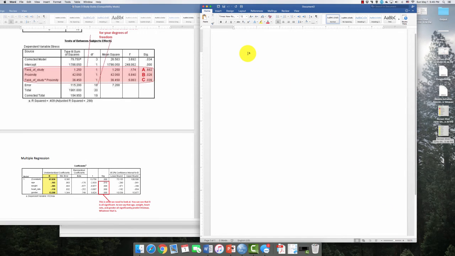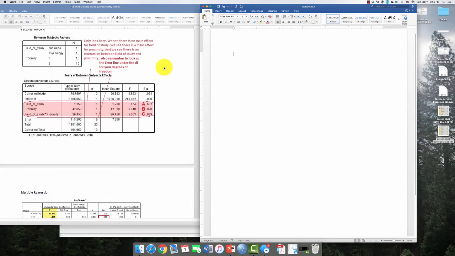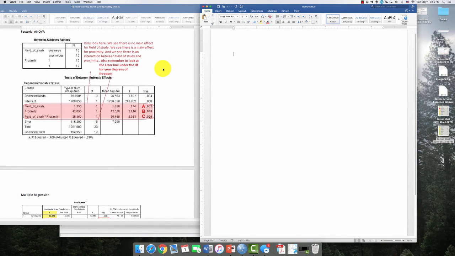So, for example, looking at this factorial ANOVA output, we see the variables field of study and proximity, and our DV is stress. If you look over here, you'll see that. So looking at the output, we're looking at the F values. We see that the field of study doesn't have a significant effect on stress, but we do see that the proximity does have a significant effect. And then the interaction of the field of study and proximity does have a significant effect on stress.